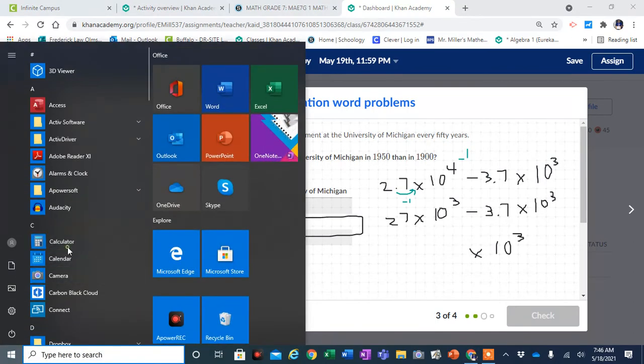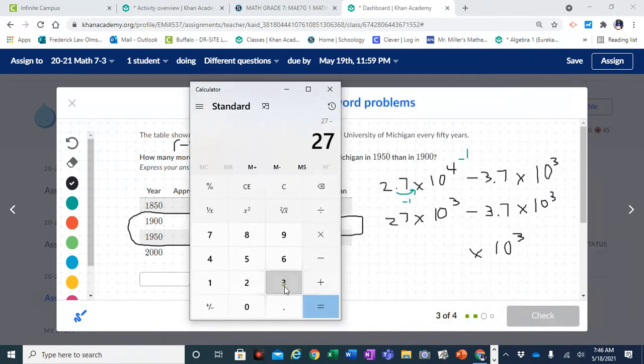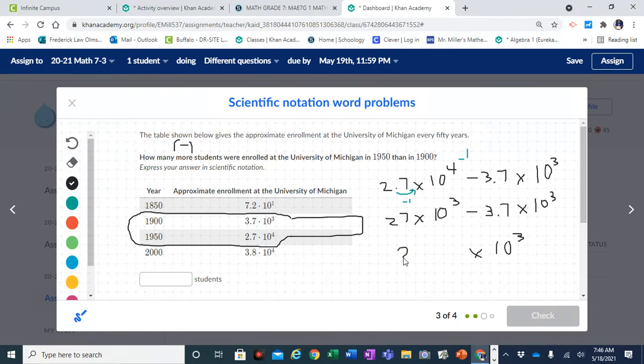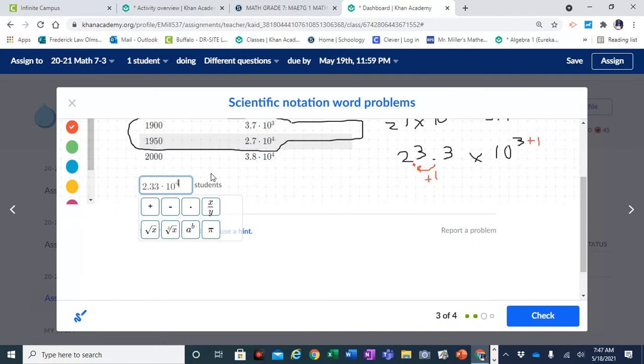So we grab our calculator. 27 minus 3.7. We get 23.3. So this is 23.3 times 10 to the third. However, this is not correct scientific notation. Remember, we need to have the decimal here. So when we go back and we go to the left, that's when we add 1. So we're going to add 1 to our exponent. So that would mean that our correct answer then is 2.33 times 10 to the fourth power, because 3 plus 1 would give us the 4.